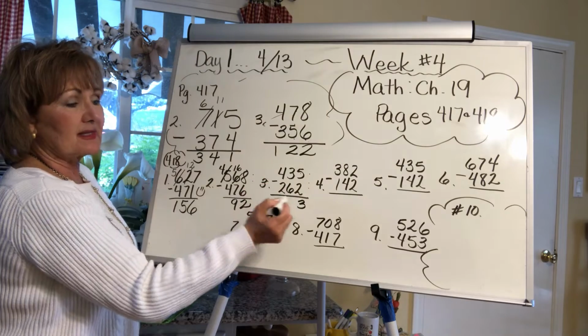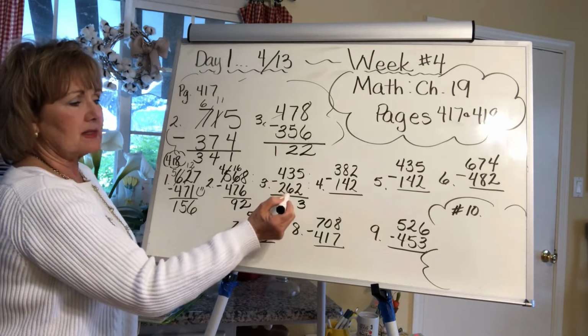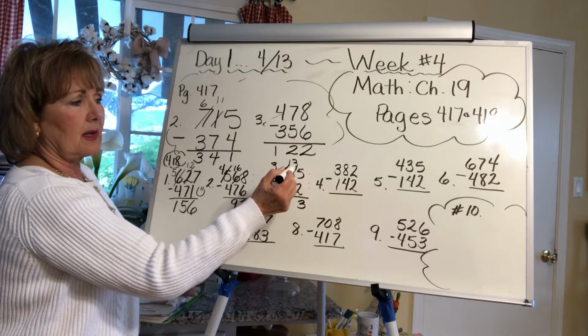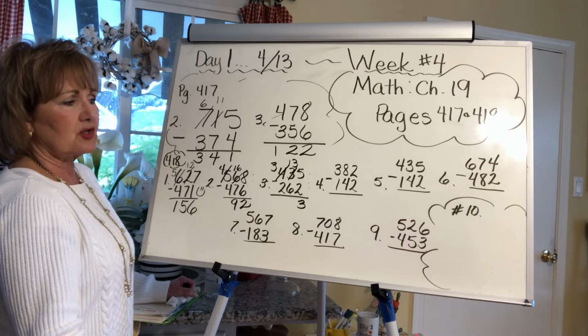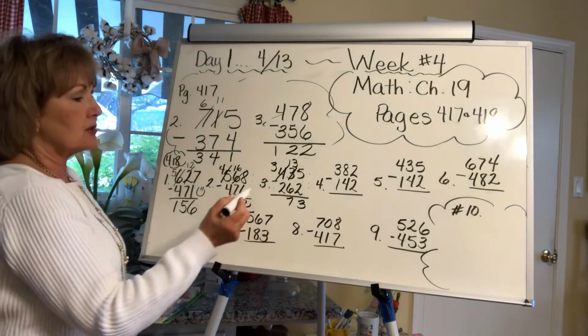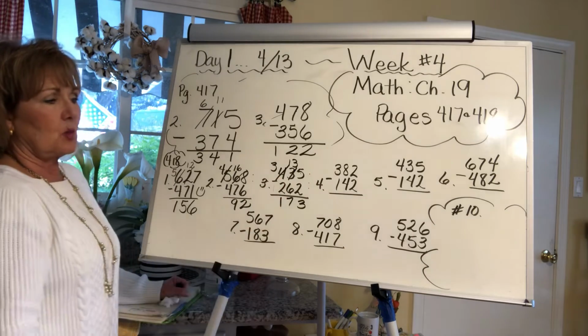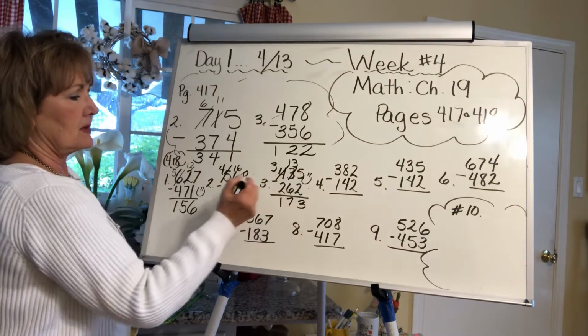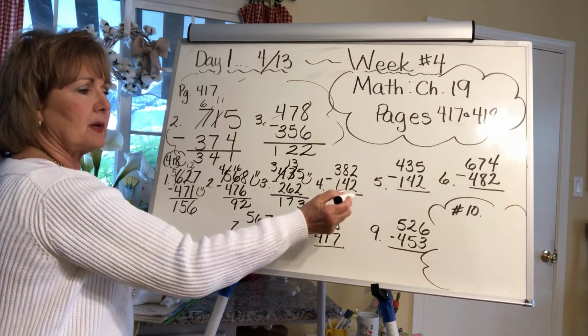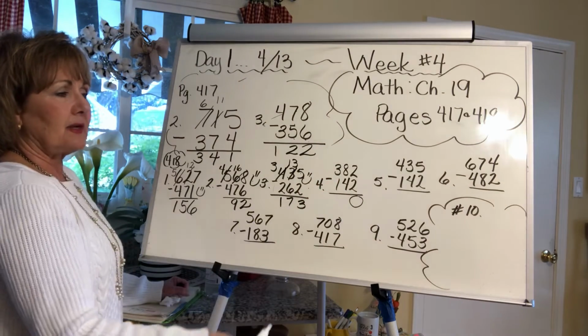3 take away 6 is not 3 because there's more on the floor. So go next door. And 13 take away 6 should be 7, right? Yes, I'm getting better at this. And 3 take away 2 is 1. If you got that one, give yourself a grade. Mark it correct. 2 take away 2 is always going to be nothing.